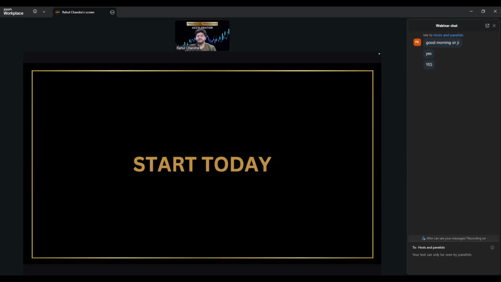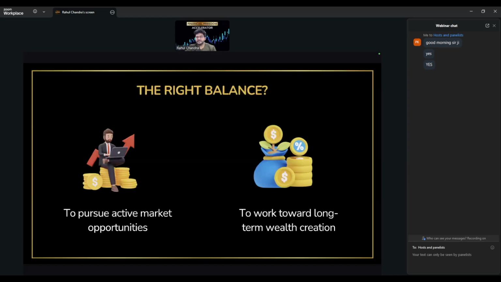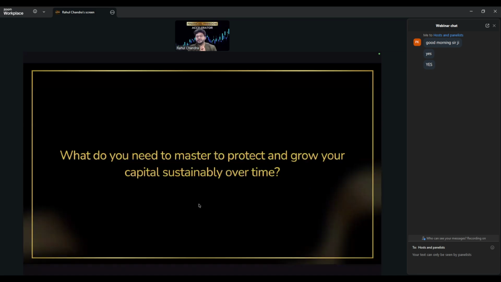Right? And if you ask me what is the right balance, I would say whatever Pratik has taught you yesterday, to pursue active market opportunities, and along with that, to work toward a long-term wealth creation target. This should be the right balance. Active income, right? And long-term wealth creation. Okay? And what do you need to do to master or protect and grow your capital sustainably over time?